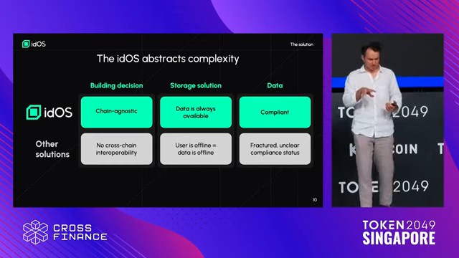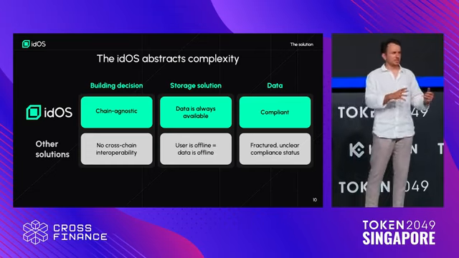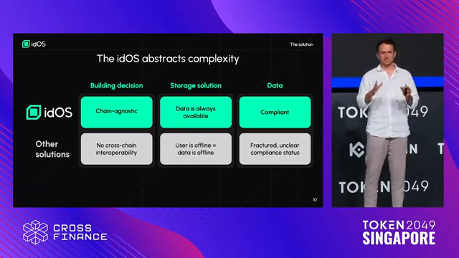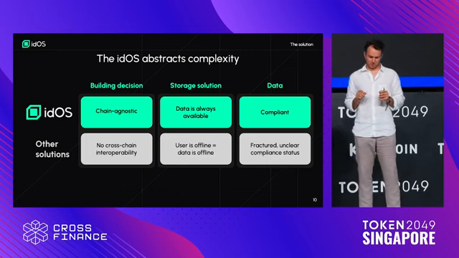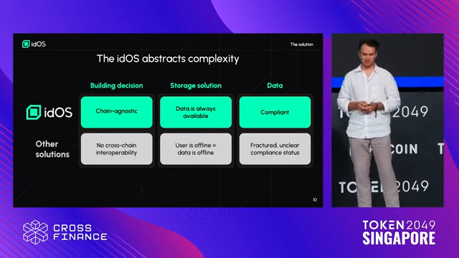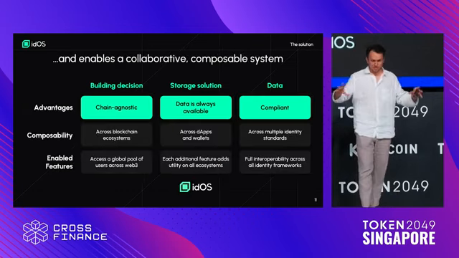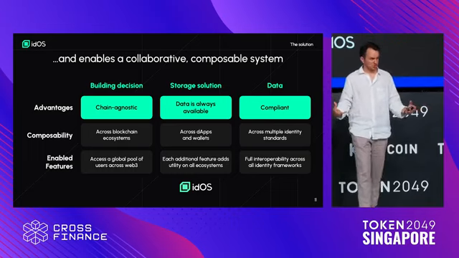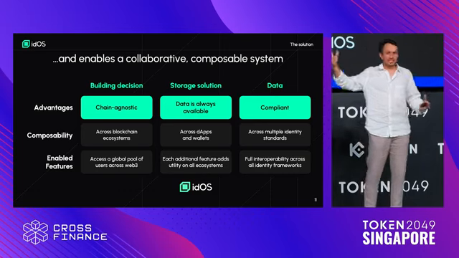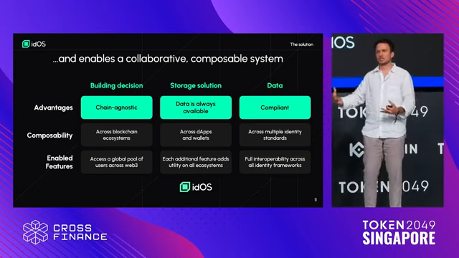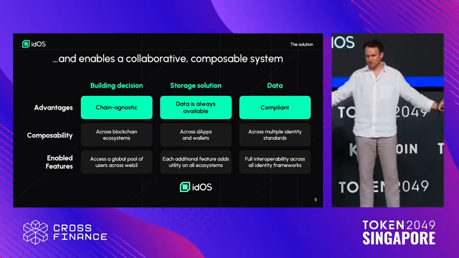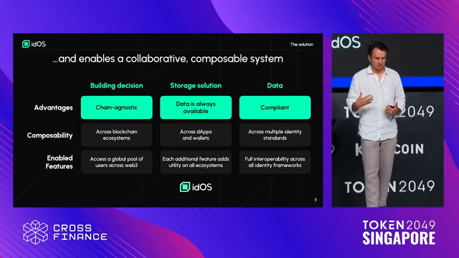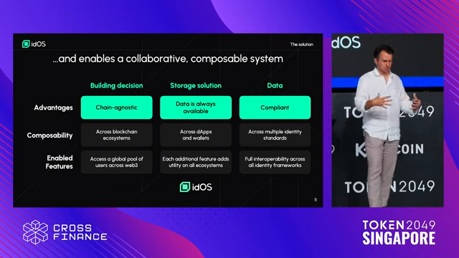So this is where we step in. The idOS works cross-chain, EVM and non-EVM. The data is available even if the user is offline, and it's compliant. But one major thing is that it's interoperable. It's a composable stack that other identity companies and standards can actually work on, so that we can reduce the complexity. So that means we can build a joint user pool.